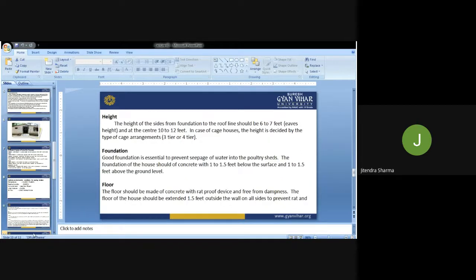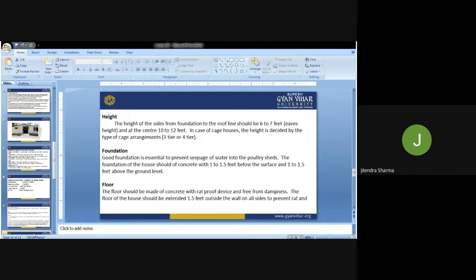Now the height. The height of the sides from foundation to roof should be 6 to 7 feet, and at the center 10 to 12 feet. So we have to build a conical structure. From the sides, 6 to 7 feet height is sufficient, but in between we have to maintain the height up to 10 to 12 feet, or it may increase up to 15 feet.